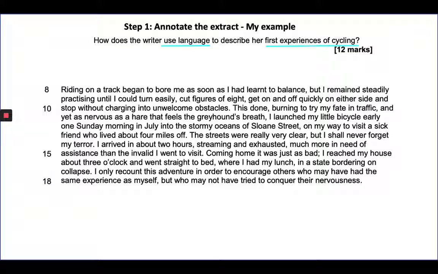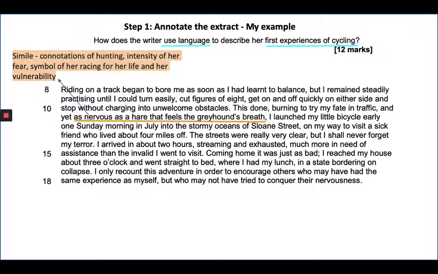Now, if you're a student who does not like colour and prefers things in black and white, please fast forward the presentation to the next slide. Now, everybody else, here we go. Here we have me identifying a simile. Now, I've only chosen this simile, not because it's just a simile, but because there's lots I can say about it. As nervous as a hare that feels the greyhound's breath. A hare is a small rabbit and a greyhound is a dog, usually used to chase hares.